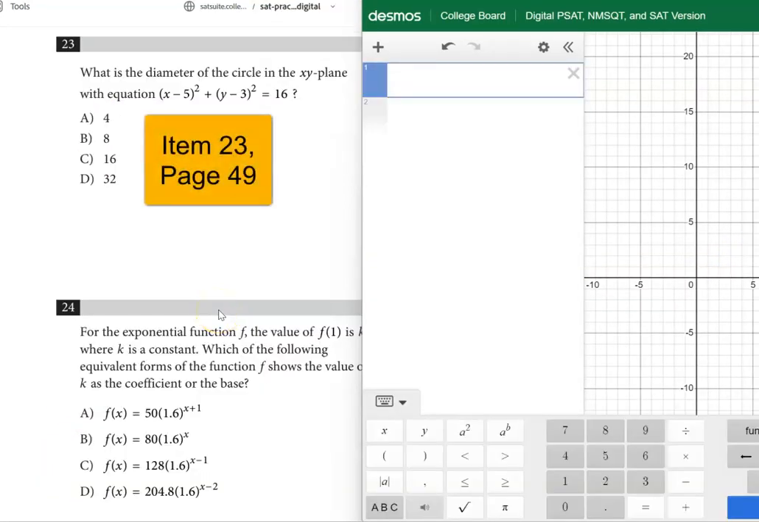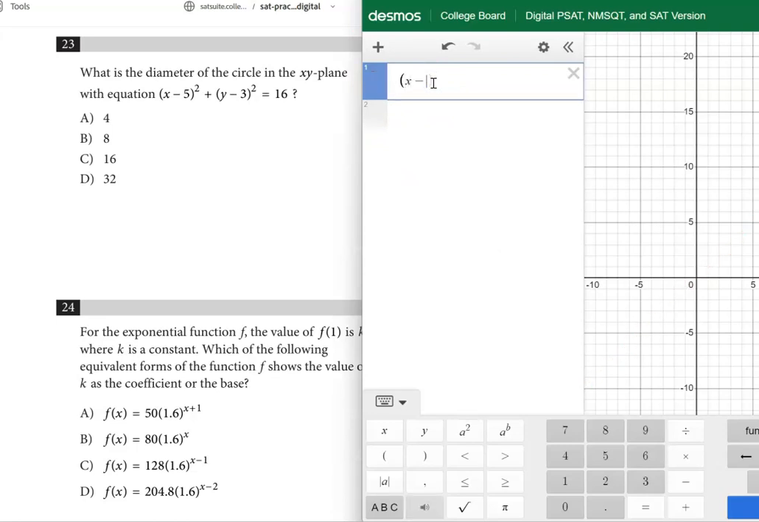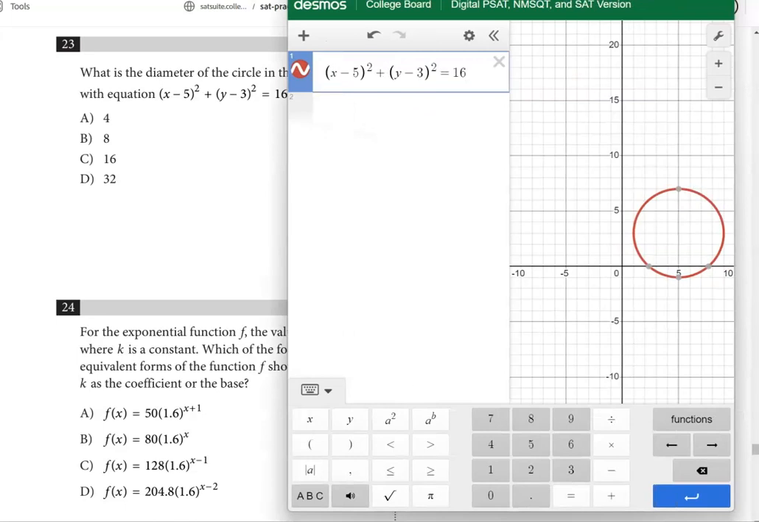The next item is item number 23, and it is located on page 49. We are given an equation of a circle, and we are asked what is the diameter. So I'm going to go ahead and type in the equation of the circle to produce a graph. And there's the circle. So what is the diameter?